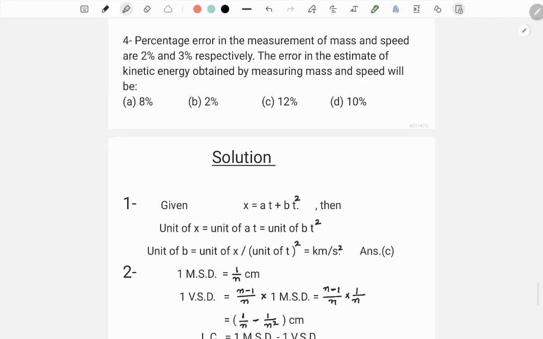Question number 4. Percentage error in the measurement of mass and speed are 2% and 3% respectively. The error in the estimate of kinetic energy obtained by measuring mass and speed will be.